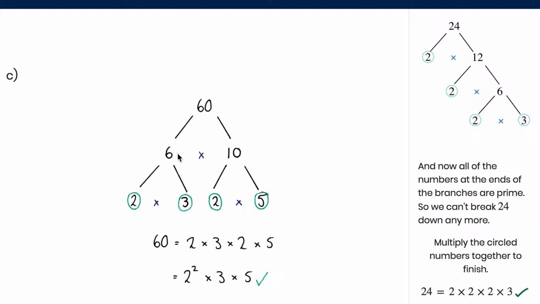Okay, finally for part C, if we write 60 as 6 times 10, neither of these numbers are prime, so we have to break them down. 6 is broken down to 2 times 3, 10 is broken down to 2 times 5. Now all of the numbers at the ends are prime, so 60 is equal to 2 times 3 times 2 times 5, which can be neatened up to 2 squared times 3 times 5.